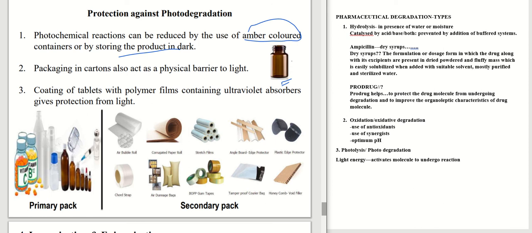It could be an ampule, it could be a smaller container, or it could be a big size container also. We should make sure that it is in amber colored glass. And also, packaging in cartons plays a major role. It actually acts as a physical barrier. Carton boxes.